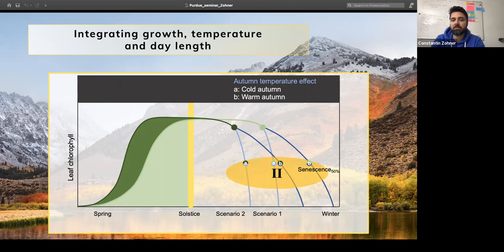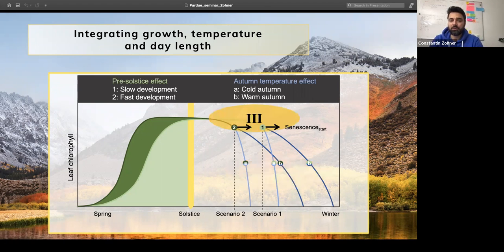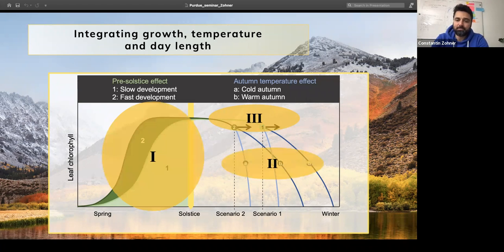And then we can also expect that there is an interaction between the two, which means that in a year where senescence starts earlier because of an early onset of the season, that should also mean that plants become sensitive to autumn cooling earlier, because the senescence is basically initiated earlier. So the progression of senescence should be driven earlier by autumn temperature. And so we have these three hypotheses related to this whole growing season cycle and autumn senescence.